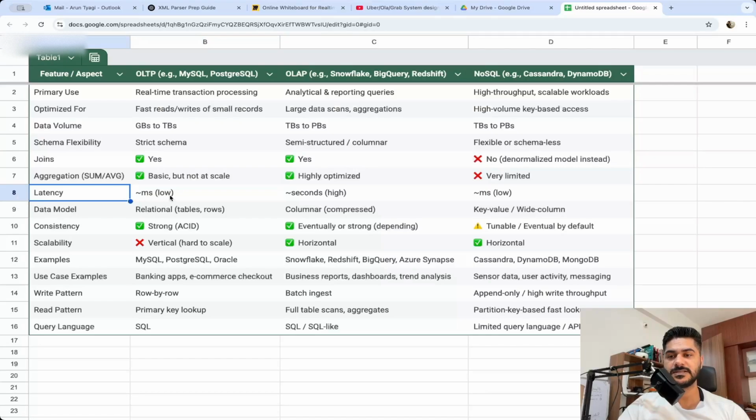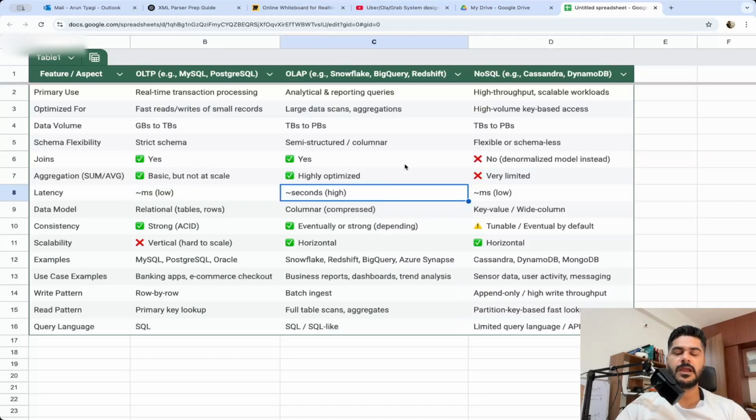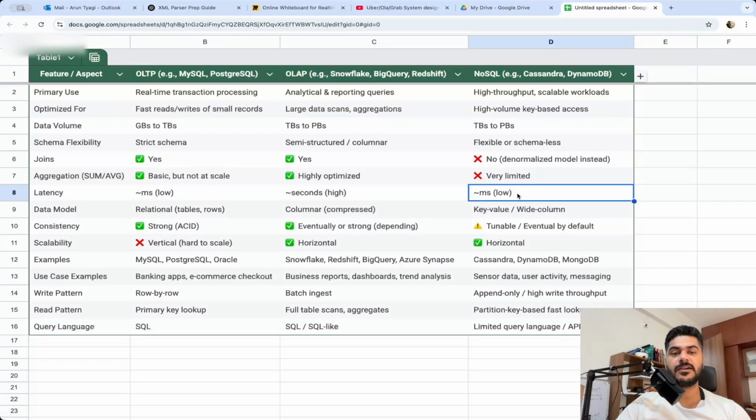Now coming to latency. Obviously, your SQL DB performs, but the data size has to be small. Then your OLAP is made to work on big data, so latency is slightly on the higher side, but that is because it is working on big data, right? On the other hand, NoSQL, even on big data, is very fast. The reason behind that is obviously your queries have to be simple. You have to know for which key you are trying to get. That is where it is very fast.